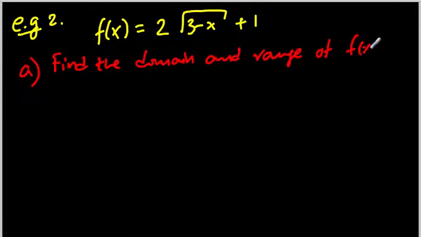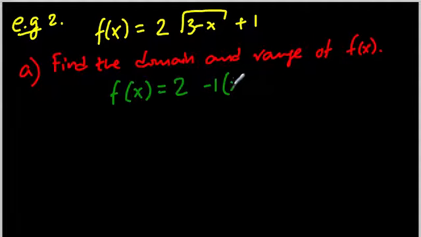Remember, like I said before, the first thing we have to do is factor, and this is not factored. So we would write f(x) = 2√(−(x − 3)) + 1. I factored out −1, because −1 times x is −x, and −1 times −3 is positive 3.